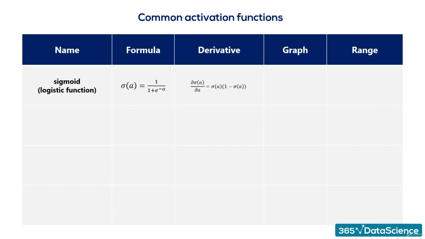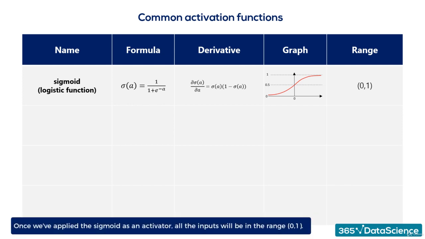Anyhow, the purpose of this lesson is understanding these functions, their graphs and ranges, in a way that would allow us to acquire intuition about the way they behave. Here's the function's graph. And finally, we have its range. Once we have applied the sigmoid as an activator, all the outputs will be contained in the range from 0 to 1. So, the output is somewhat standardized.